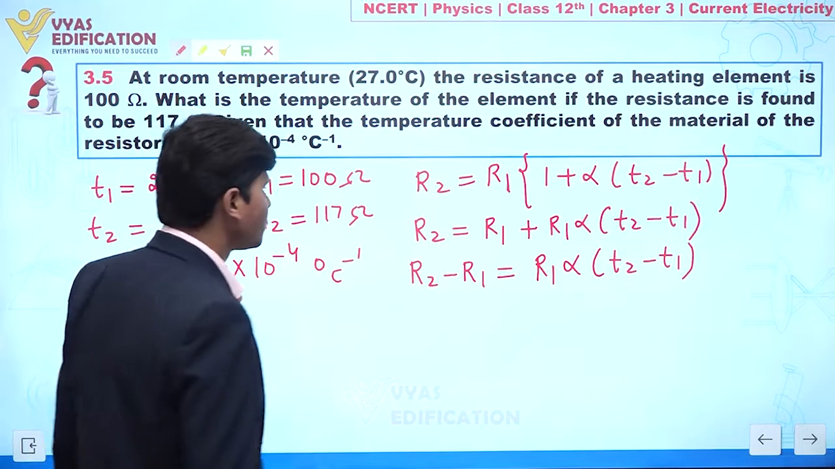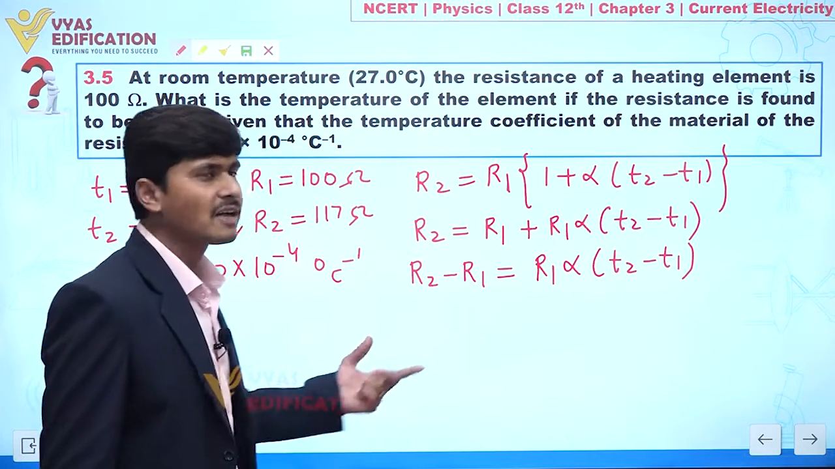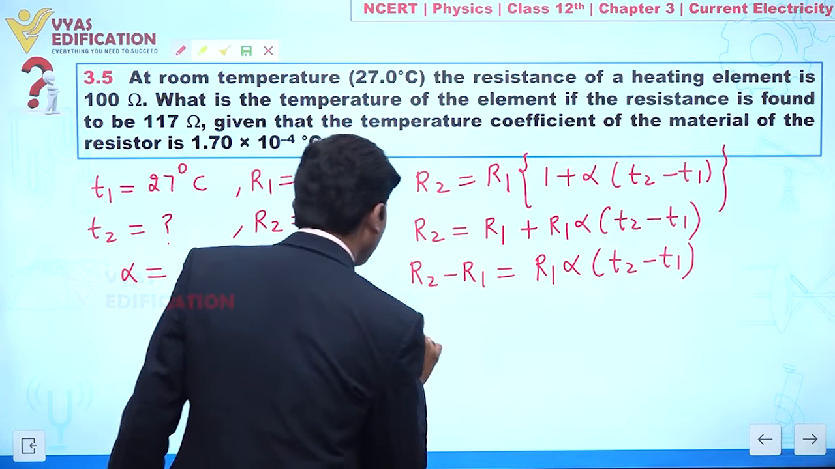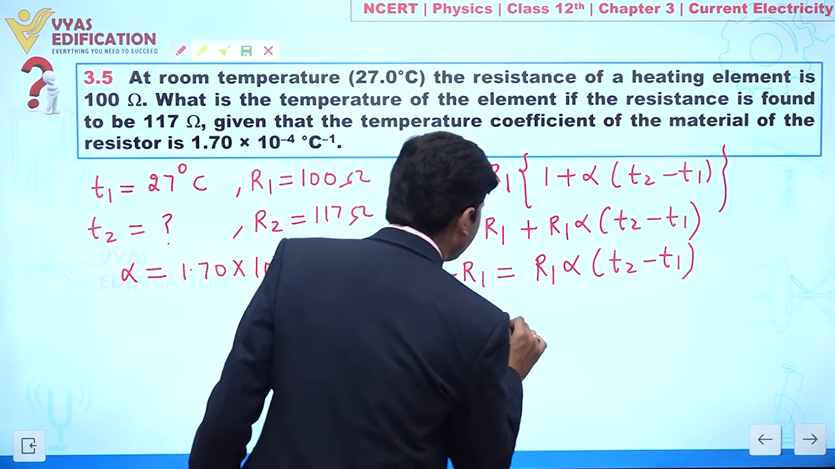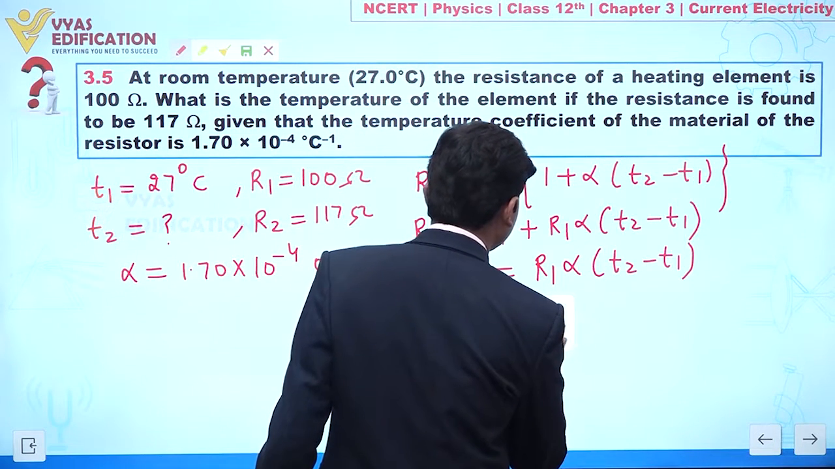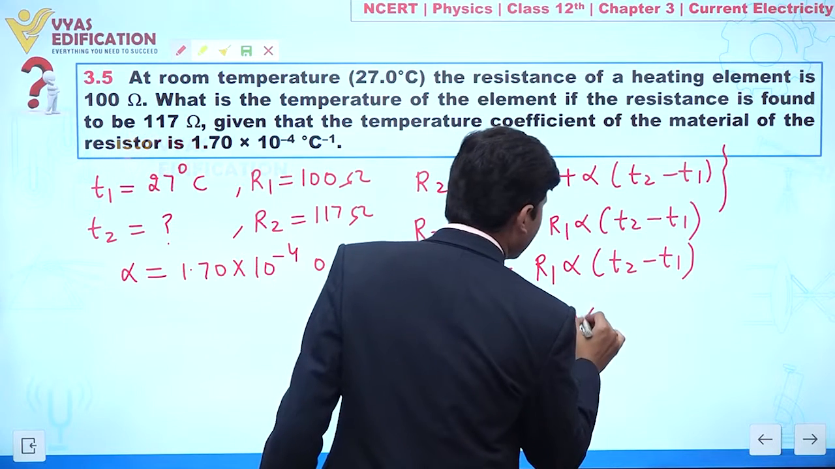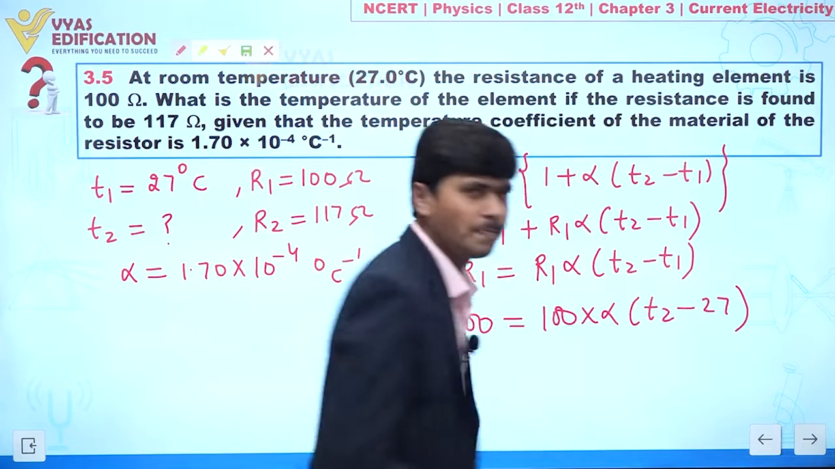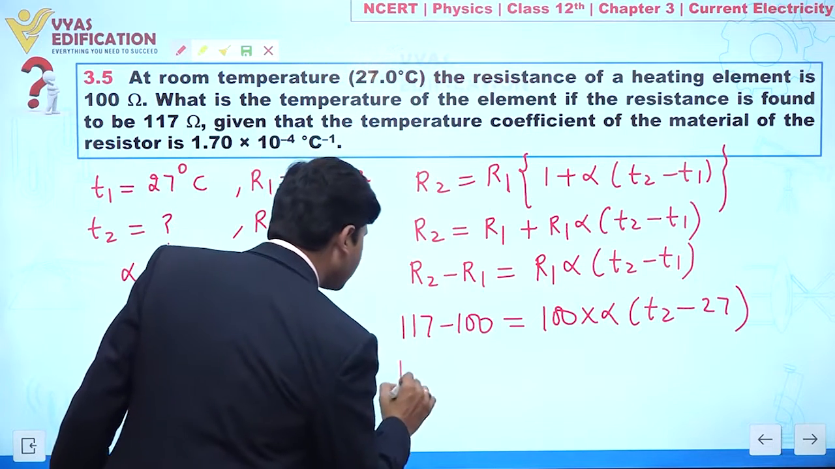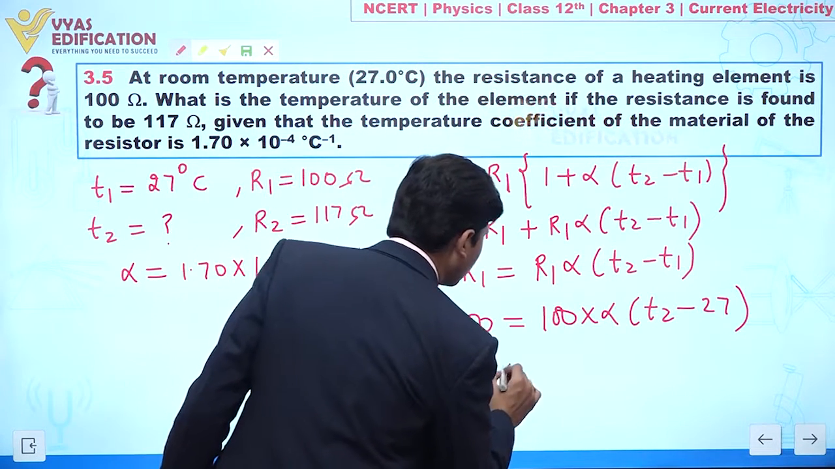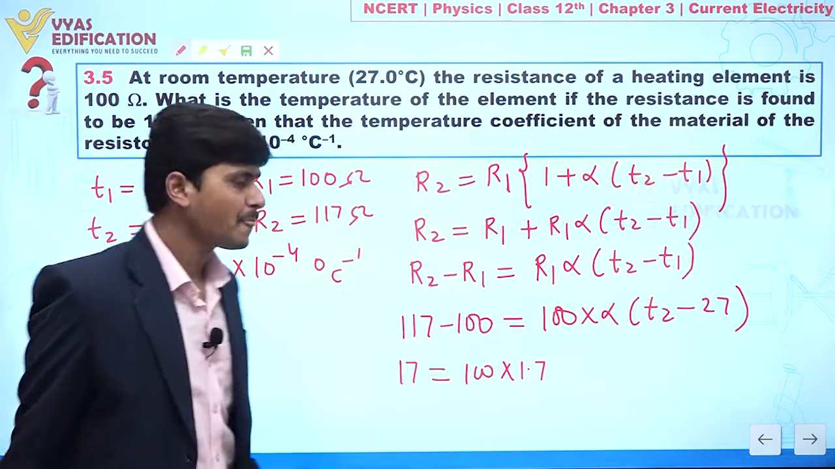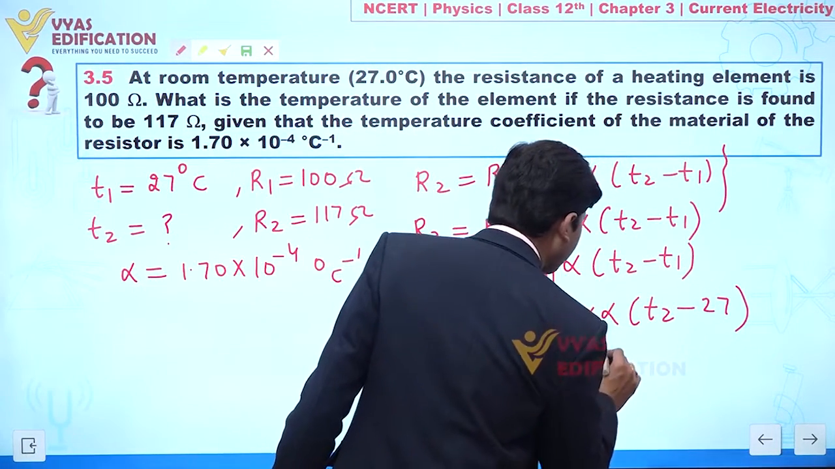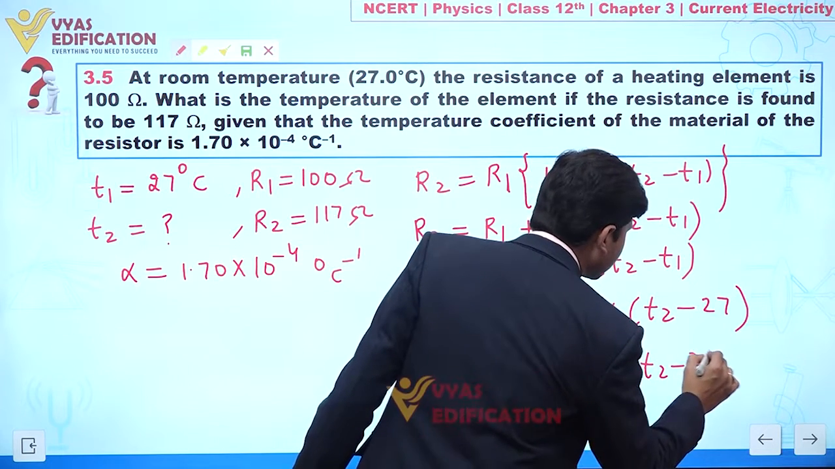Clear everyone? So from here, R2 minus R1: the value of R2 is given as 117 and R1 is 100. So 117 minus 100 is equal to R1, which is 100, into alpha, into T2 minus T1, and the value of T1 is given as 27. Clear? Now this value is 17, equal to 100 into the value of alpha, which is given as 1.7 into 10 to the power minus 4, into T2 minus 27.